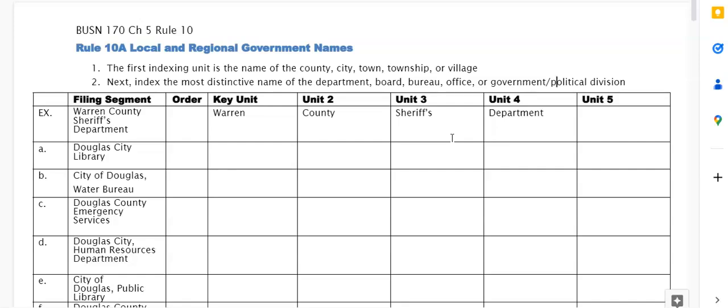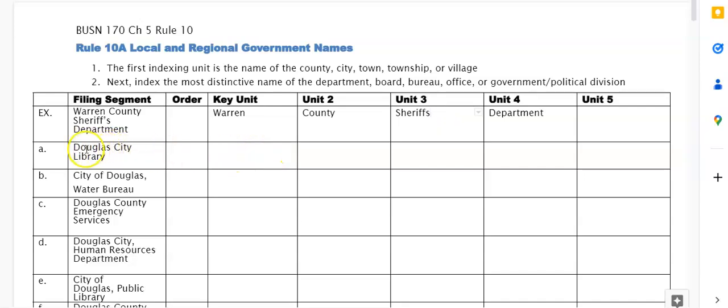When you're dealing with local and regional government names, the first indexing unit, or your key unit, is always going to be the county, city, town, or village name. Next would be the most distinctive name of the department, board, bureau, or office. If we take a look at this first example, our filing segment is Warren County Sheriff's Department. The name of the county is Warren County, so Warren is my key unit, County is unit 2, and then Sheriff's Department. There shouldn't have been an apostrophe there.